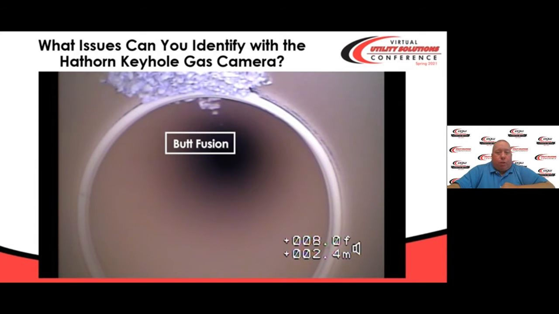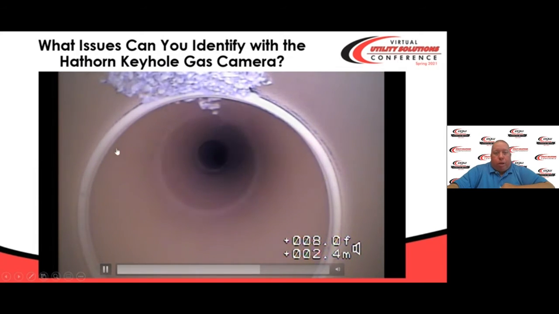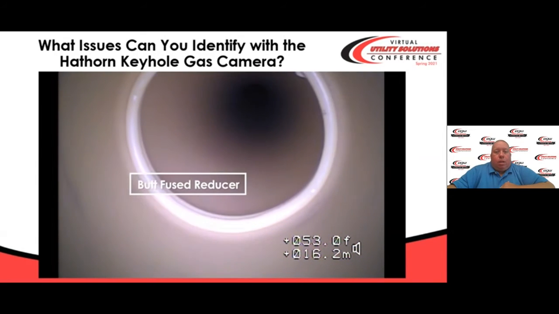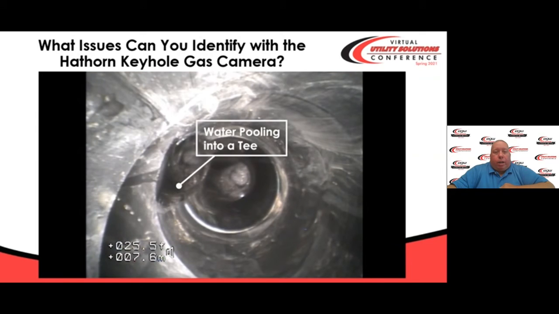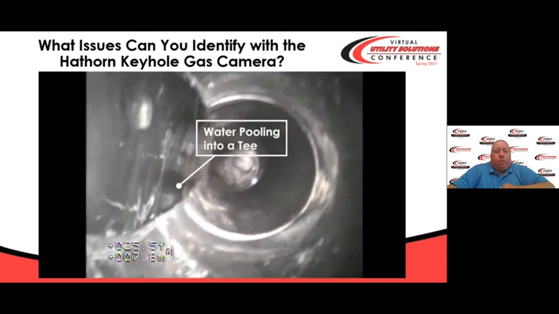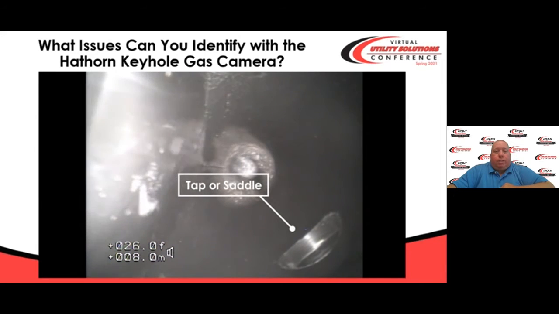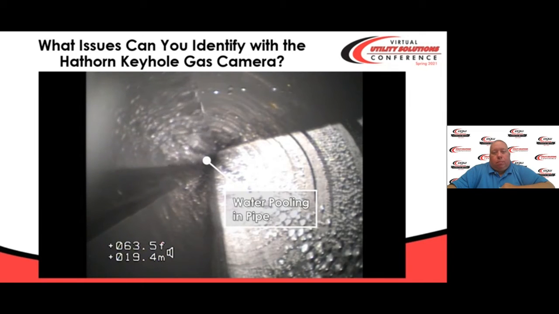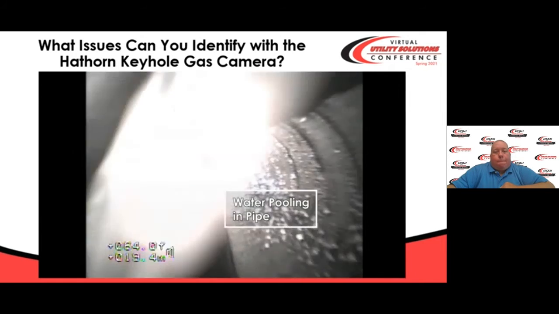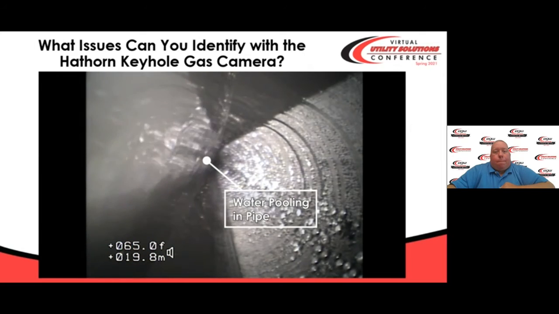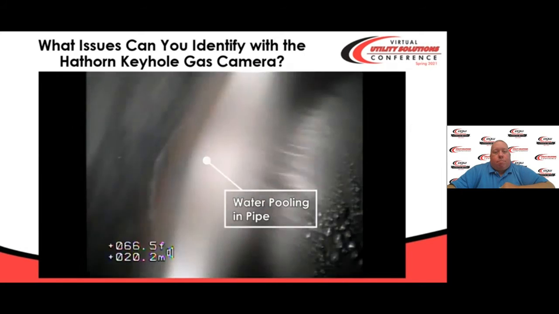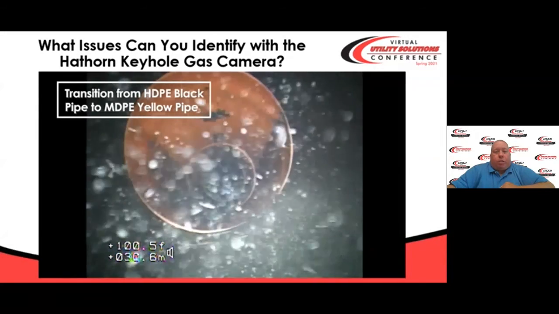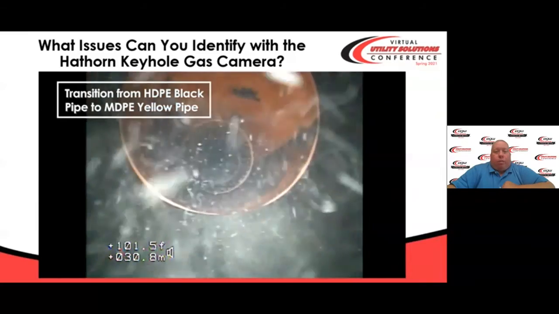More bends, another butt fusion. This one looks a lot cleaner. Probably no concern here. There's a reducer. Obviously, some of you guys will recognize all this stuff as it's coming up, but it's good to see that everything is clear and easy to identify. I believe this was in a steel line, more water. And then maybe a transition from steel to poly or from black poly to yellow.